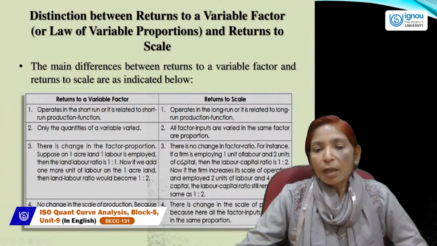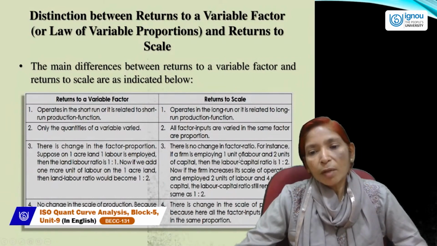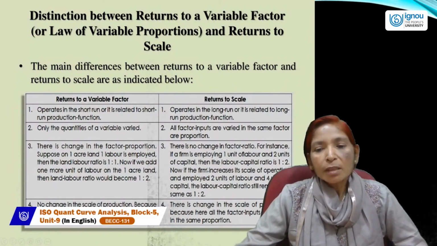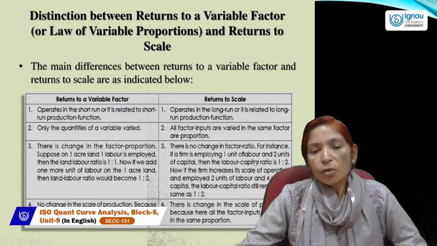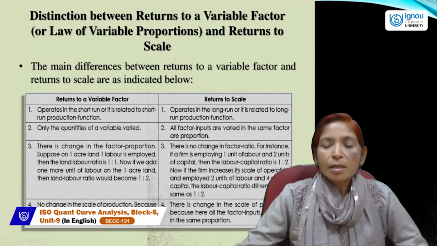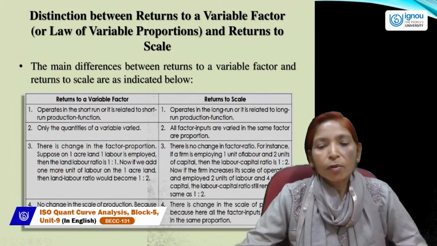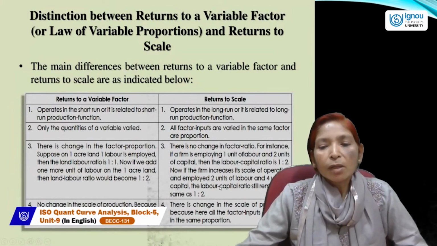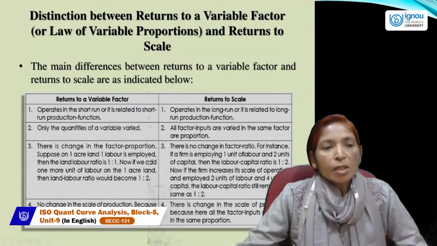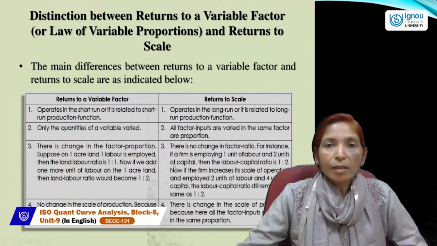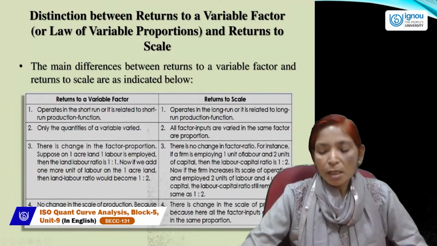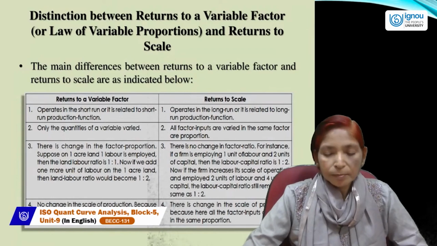For instance, if a firm is employing 1 unit of labor and 2 units of capital, then the ratio will be 1:2. Now, if the firm increases its scale of operation and employs 2 units of labor and 4 units of capital, the ratio will still remain the same, 1:2. So in case of returns to variable proportion, there will be no change in scale of production, but in case of returns to scale, there will be a change in scale of production.